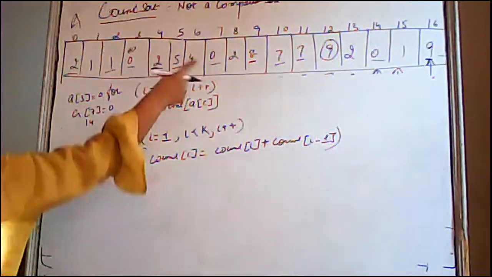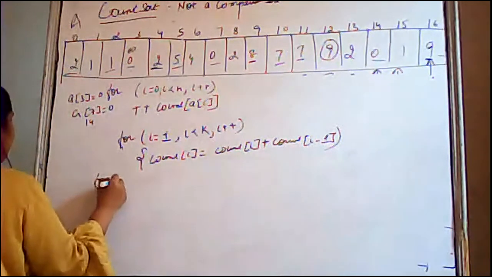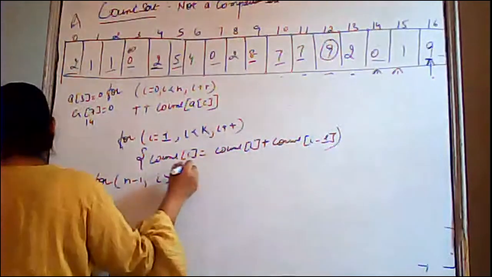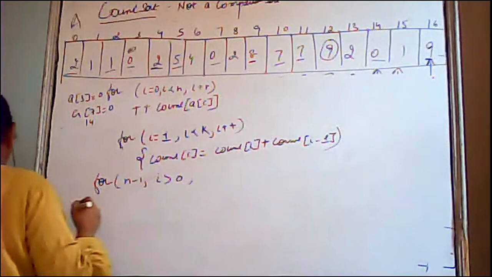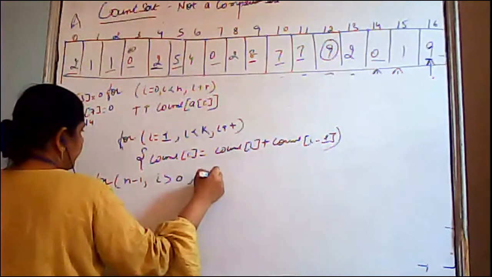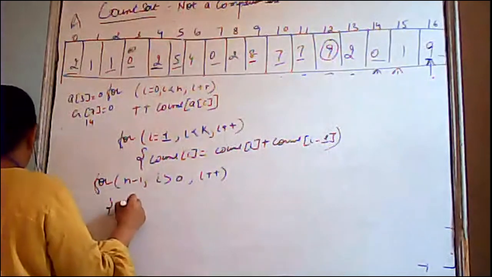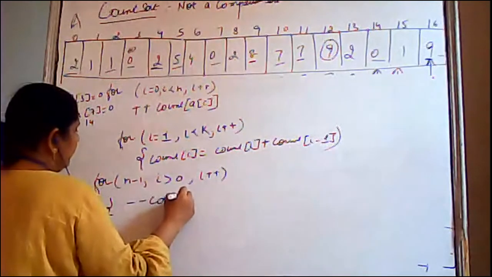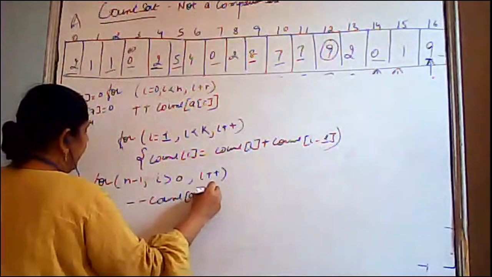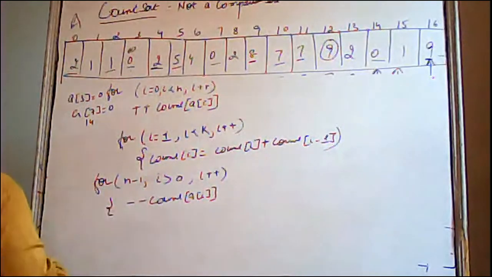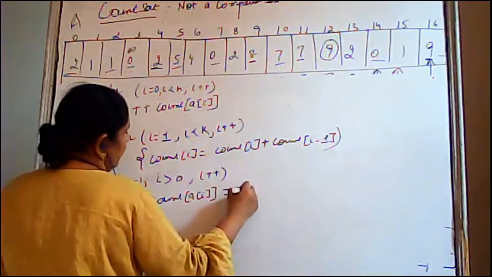Now how do we fill the last array? For the last array which we have to fill, we start from n minus 1, with I greater than or equal to 0, and I minus minus. First of all, you decrement the count of A of I. Then you store it into the output array.